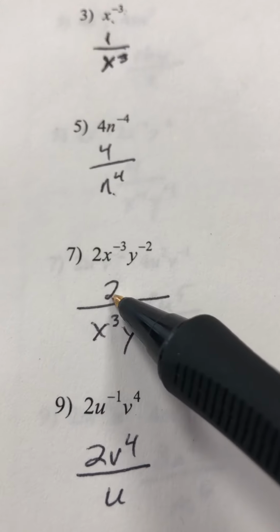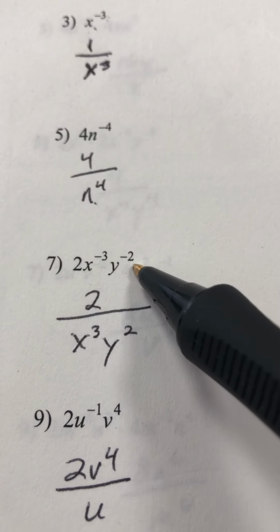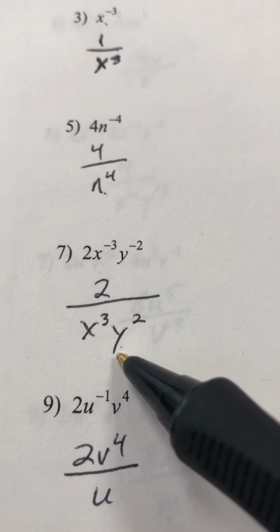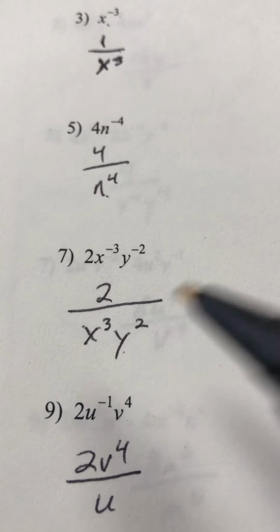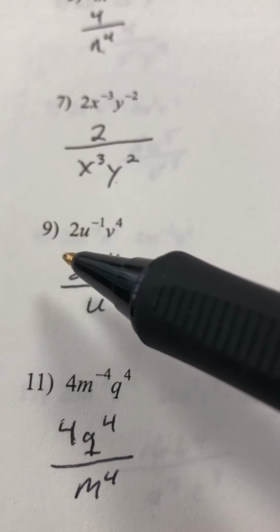Number 7, the 2 stays above as a numerator. The x to the -3 and the y to the -2 go below as the denominator and become x to the 3rd and y to the 2nd. And hopefully you're pausing this as we're going through this.